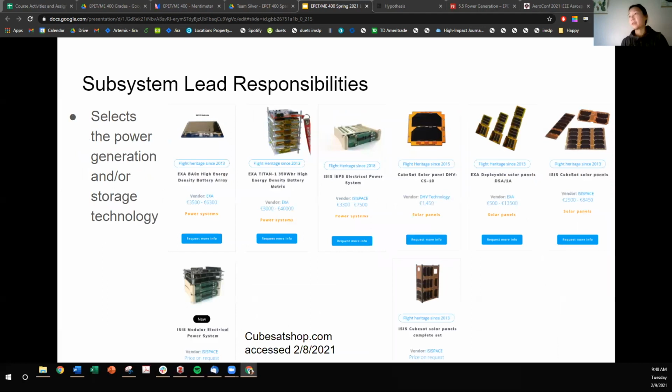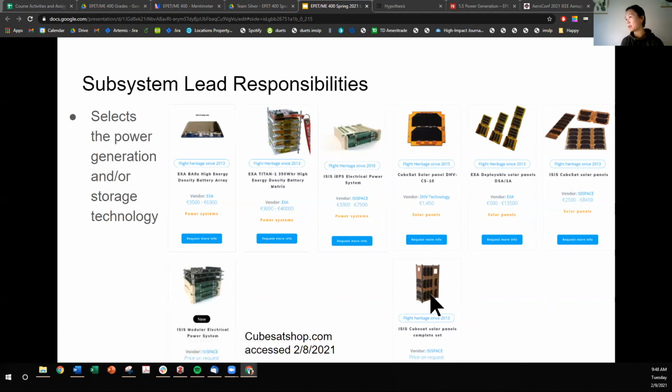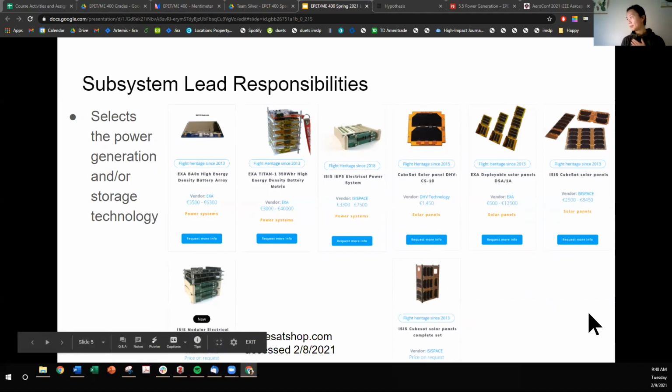Okay, so let's walk through, if you are the electrical power subsystem lead, what are your responsibilities? So part of that is to select the power generation and/or storage technology. I just took a screenshot of the CubeSat shop. So these are different technology options for energy storage, and then here are some power generation. And we'll talk about these technologies a little bit later.